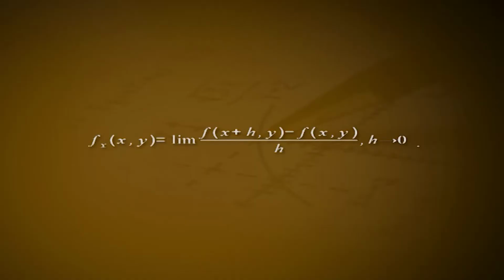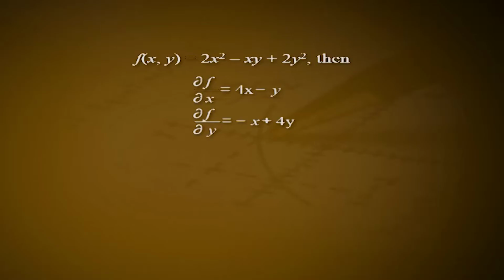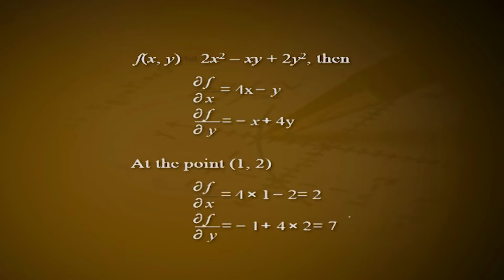Thus, we have f_x at (x, y) is equal to the limit of [f(x + h, y) − f(x, y)] divided by h as h tends to 0. Example 3. If f(x, y) = 2x² − xy + 2y², then ∂f/∂x = 4x − y and ∂f/∂y = −x + 4y. At the point (1, 2), ∂f/∂x = 4 × 1 − 2 = 2 and ∂f/∂y = −1 + 4 × 2 = 7.